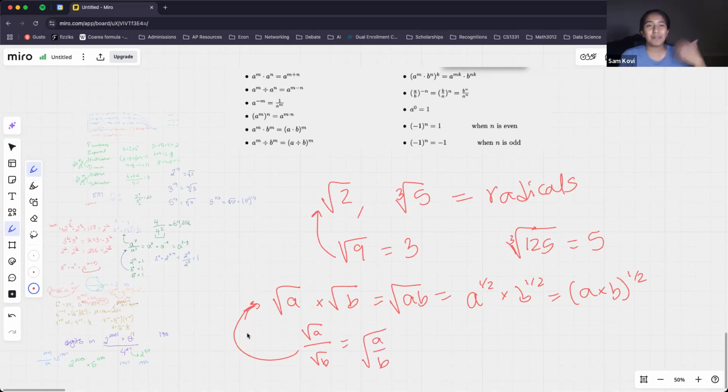Yeah, it's pretty similar to how we prove the division rule for exponents. We're literally just repurposing that.